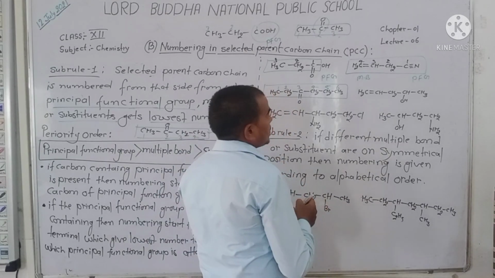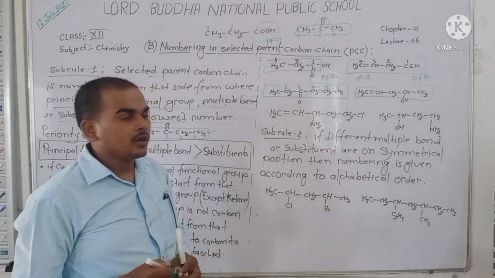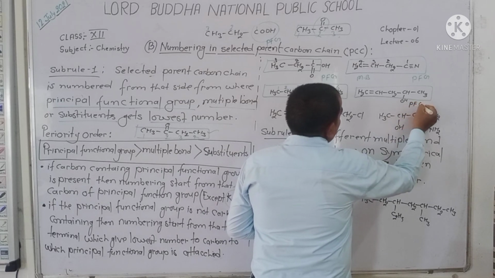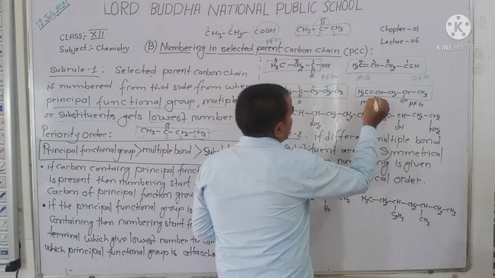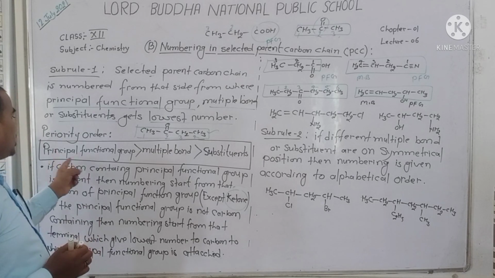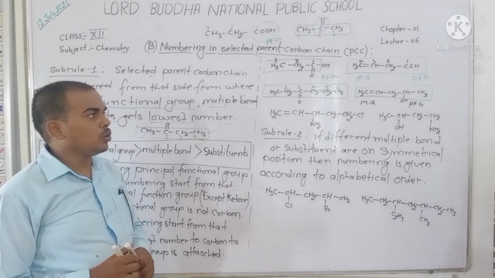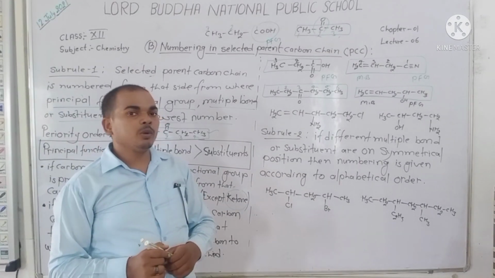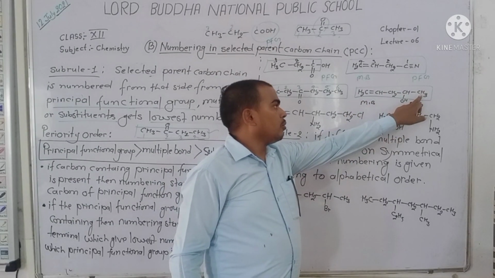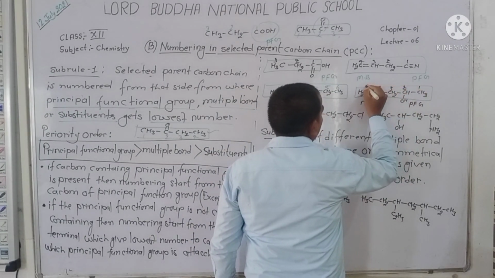Now here first we select a PCC. PCC is a straight chain. Here the principal functional group is present and a multiple bond is also present. But you know that the principal functional group has more priority than the multiple bond. So the counting starts from where the principal functional group gets the lowest position. From here 1, 2, 3, 4. From here 1, 2. So counting starts from here: 1, 2, 3, 4, 5.